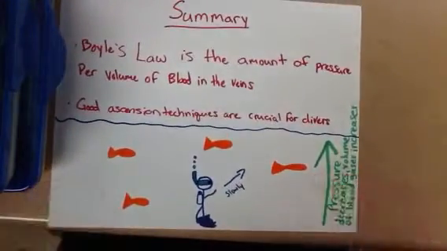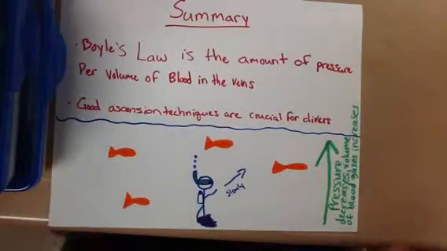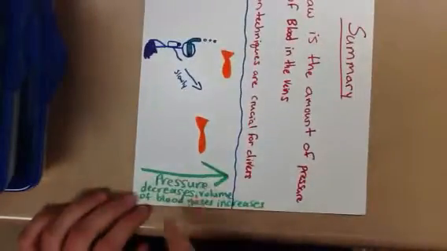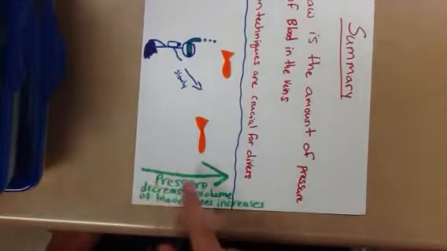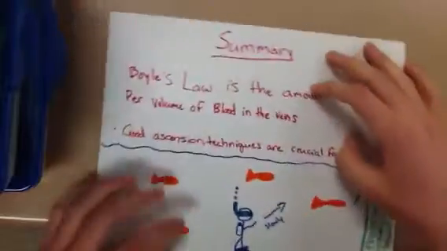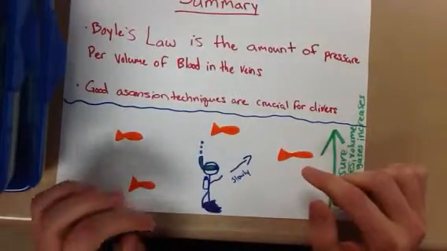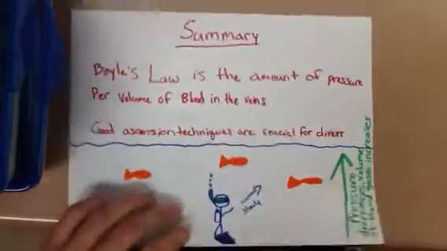Summary. Boyle's law relates the pressure to the volume of gas in the blood. Good ascension techniques are crucial for divers. As you approach the surface, pressure decreases and the volume of the gases in the blood increases, which is why it is important to ascend slowly at a more gradual rate so your body can adjust to the changing pressure.